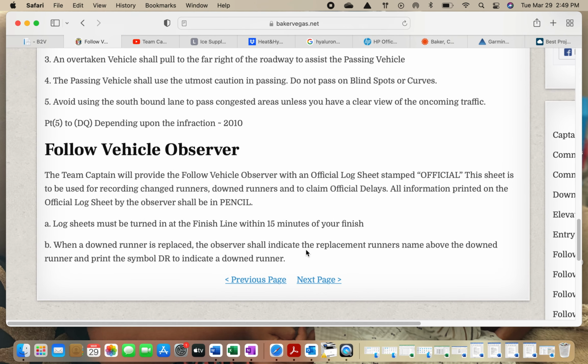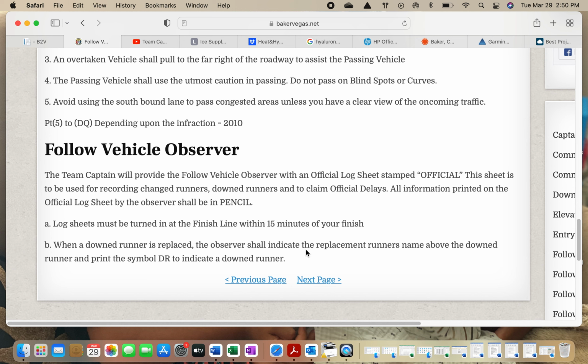Follow vehicle observer. Questions have been asked. Hey, what is this role? How do we get this person? This person will be assigned by your team captain. It's best to always have at minimum two people in the follow vehicle. If you can have three, that's even better. But the observer's job is very important.